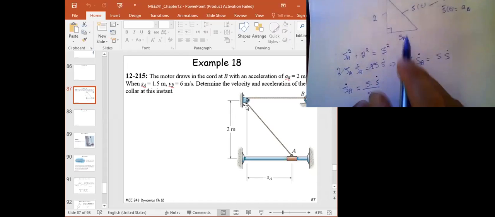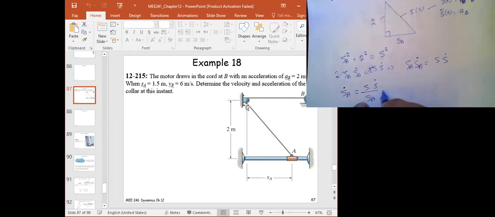So what is S in my case? 2.5. S is equal to the square root of SA squared plus 2 squared, so 1.5 squared plus 2 squared. What is S prime? 6. You should all understand why S prime is equal to 6: it equals the velocity at B. How about SA now? 1.5. Okay, and that's it basically. We just found the velocity at A.